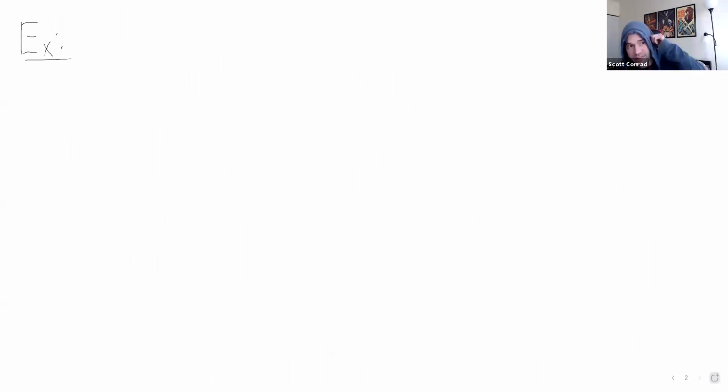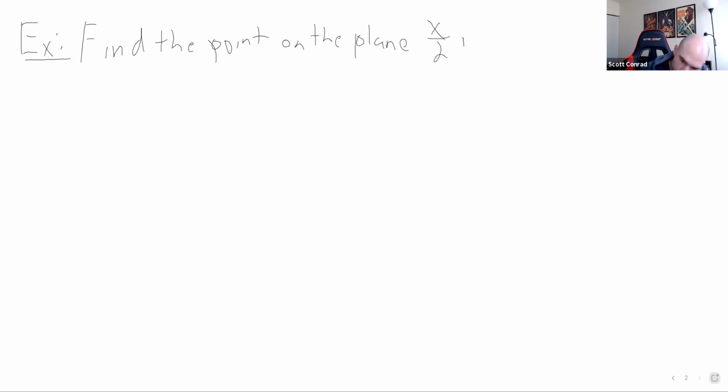Here's another common type of example. And this is going to show one very, very useful thing to know when doing these types of problems. It's going to make your life a lot easier. So let's find the point on the plane x over 2 plus y over 4 plus z over 4 equals 1, which is closest to the origin.